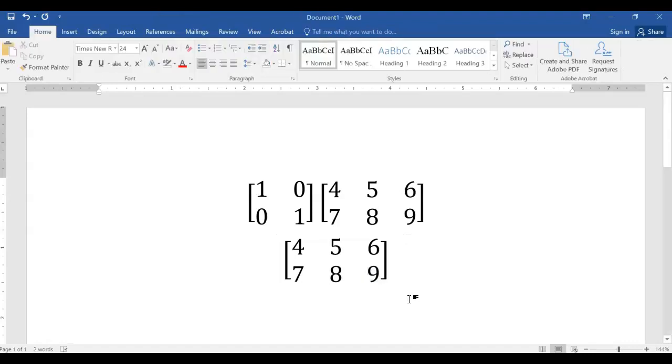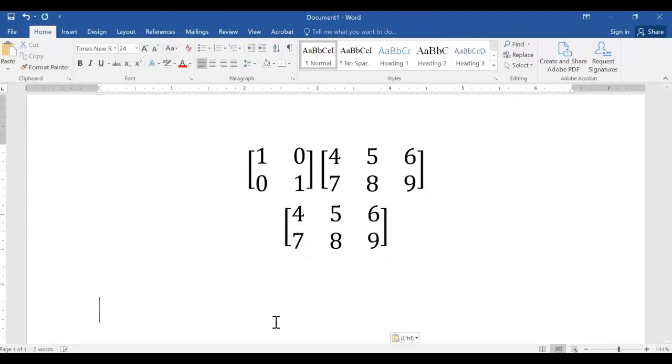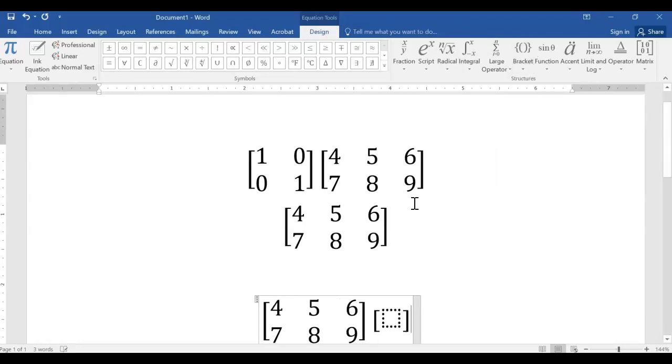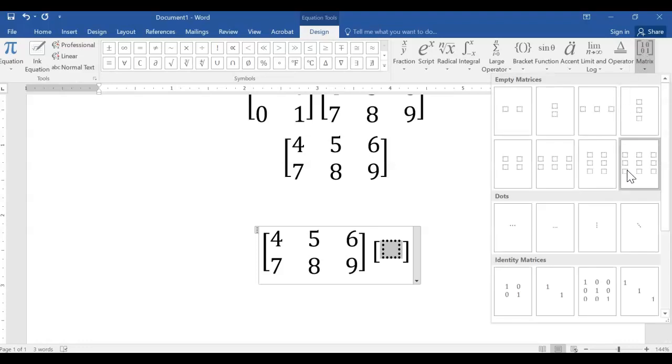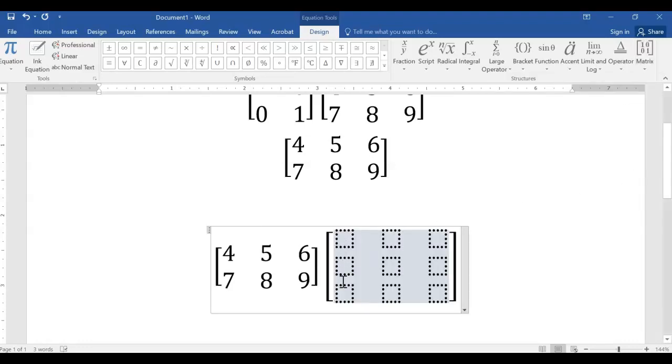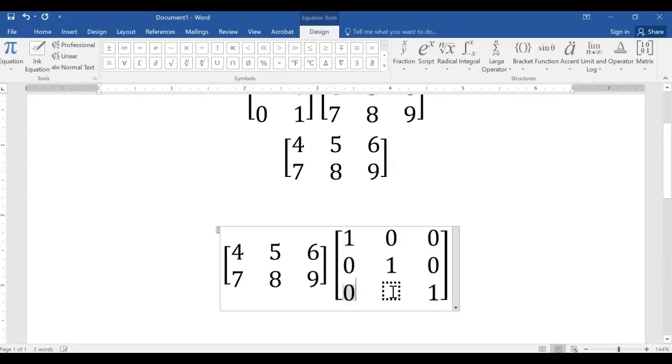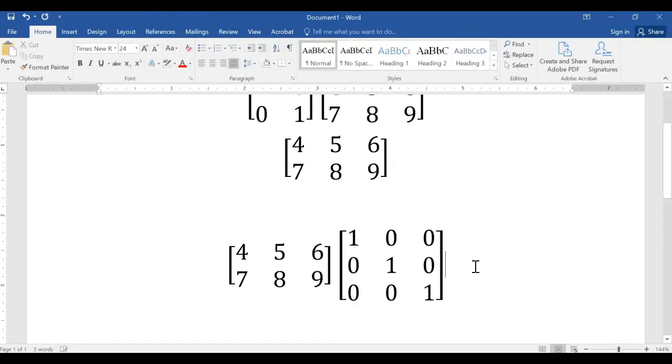Okay. Now, if you were going to take this same matrix and multiply it on the right times an identity matrix, well, an identity matrix on the right is going to need 3 rows and 3 columns. Again, the identity matrix has to be square in our case. So it's going to have to look like this. Ones on the diagonal, zeros elsewhere.